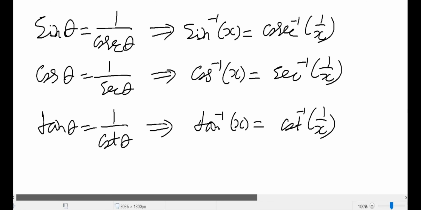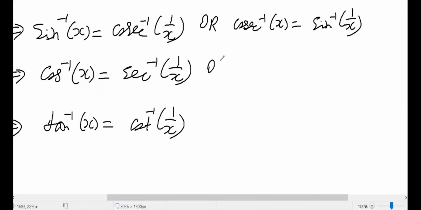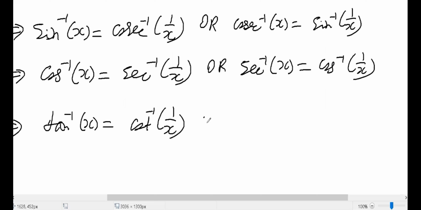Similarly, you can also have cosec inverse of x is equal to sine inverse of 1 by x. What I'm doing is just replacing the value of 1 by x with x. Similarly, here also I can do sec inverse of x is equal to cos inverse of 1 by x. And over here, cot inverse of x is equal to tan inverse of 1 by x.